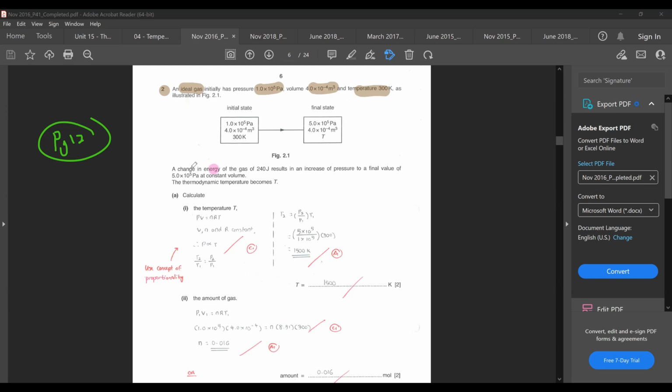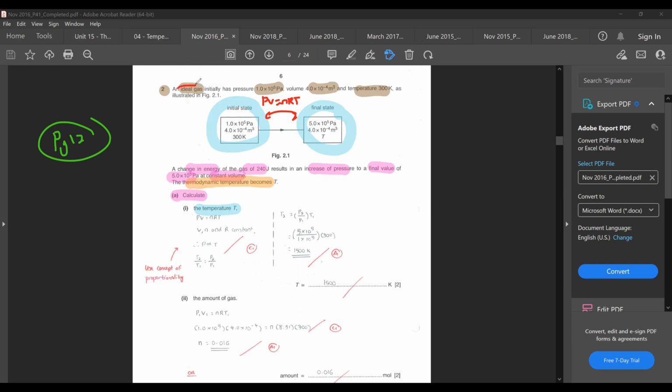A change in energy of the gas of 240 joules results in an increase in pressure to a final value of 5 times 10 power 5 at constant volume. The thermodynamic temperature becomes T. Calculate the temperature T here. So you're going from this initial state to this final state, and what relates both of them together is the ideal gas equation, PV equals nRT.